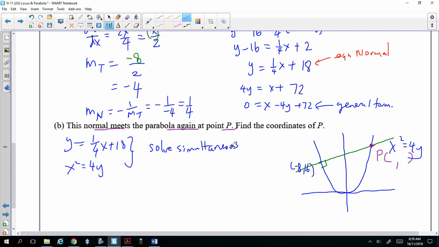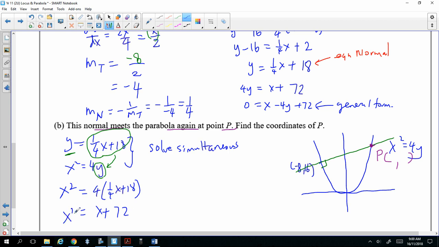Alright, how do we solve simultaneously? So what we do is we just substitute, right? See this y is the subject, substitute this into this y here. I circle this y, get the idea. So you get x squared equal to 4 bracket a quarter x plus 18, like that. We're going to expand, so you get x plus 72, right?